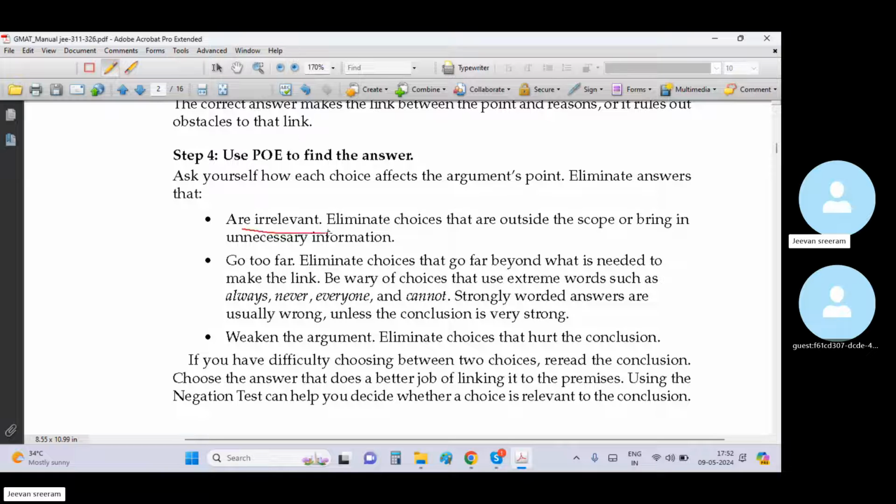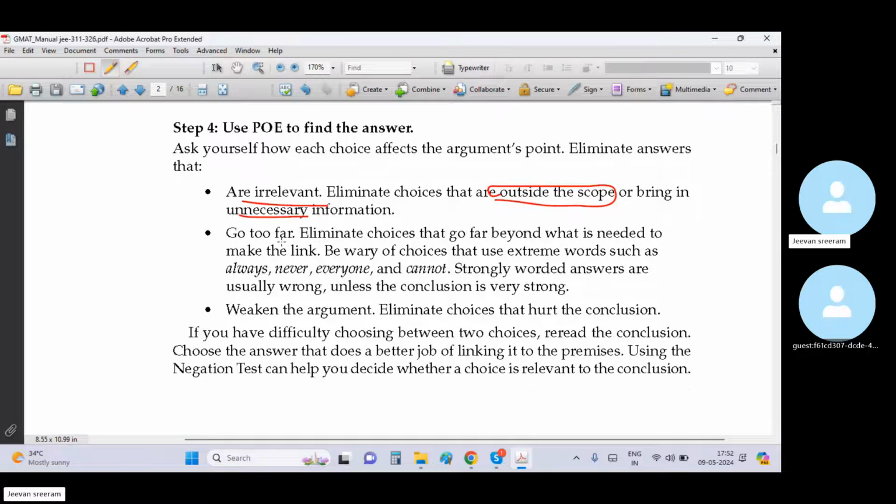You may come across some irrelevant answer choices. Eliminate choices that are out of scope, or contain unnecessary information. Some answer choices contain strong language, like always, never, everyone, cannot. These answer choices should be eliminated based on extreme language. The first type you should be able to eliminate is out of scope. The second is extreme language.